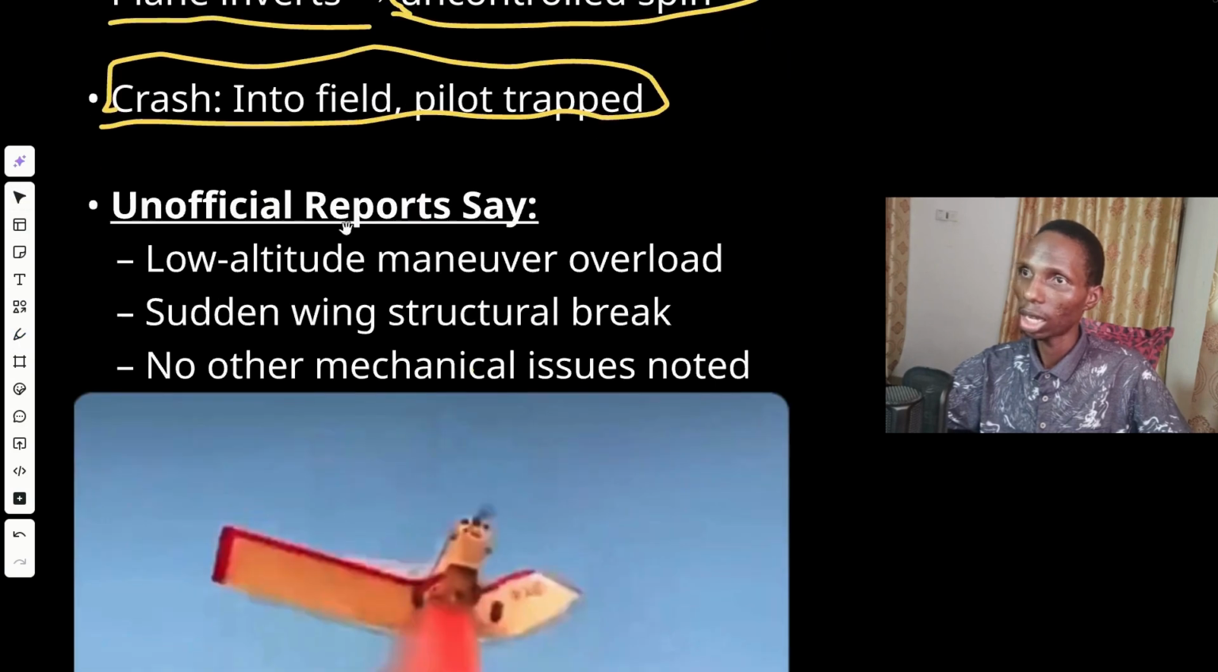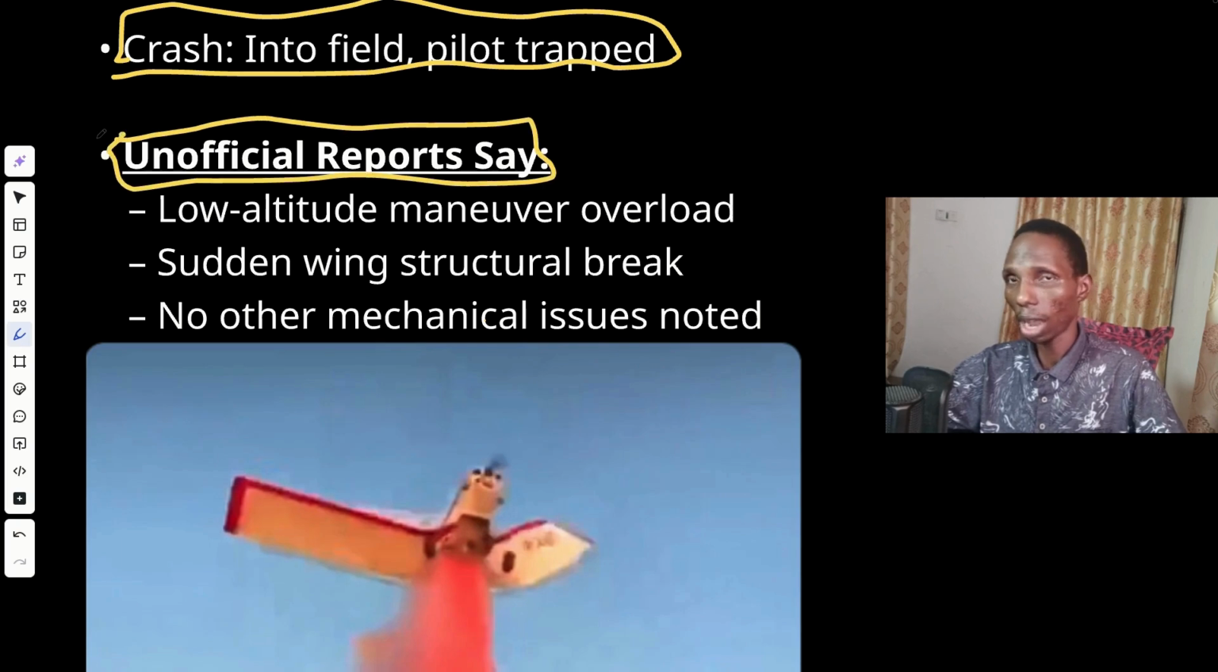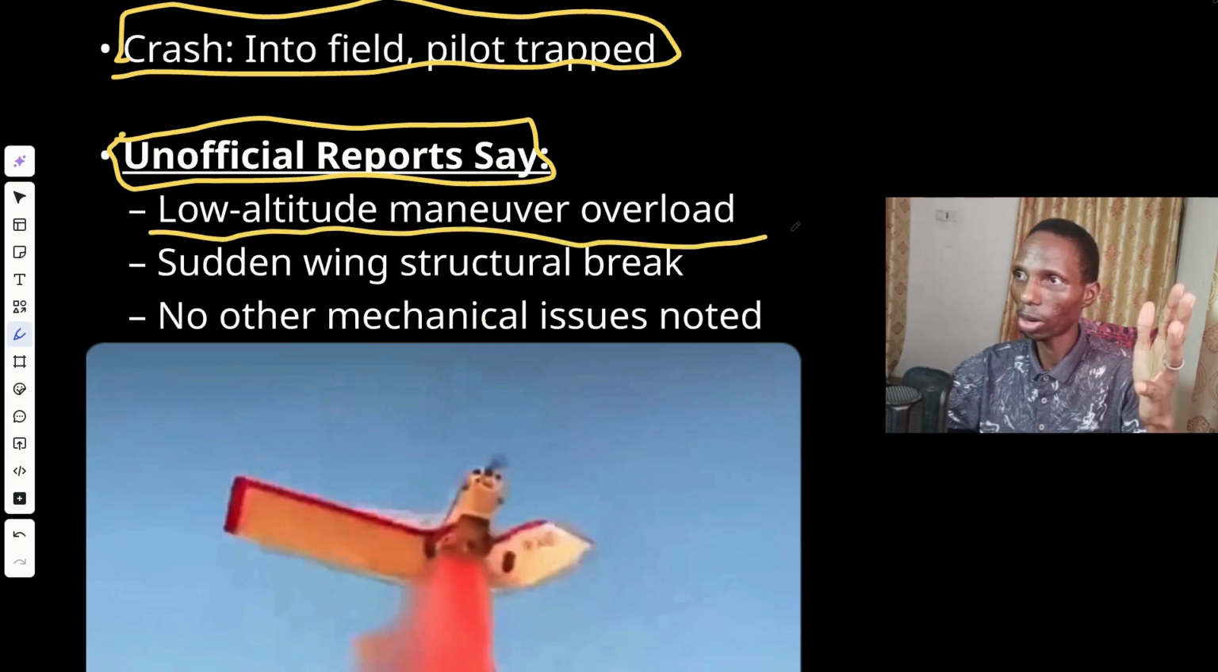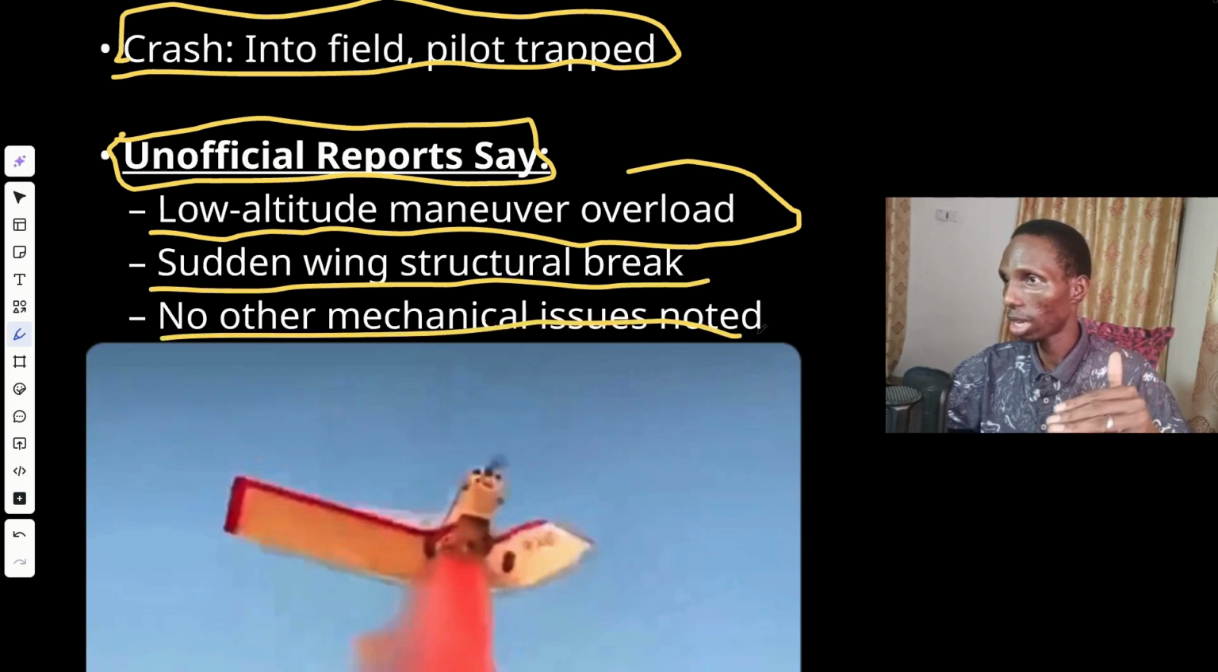So, unofficial reports. I would like to give you the NTSB report and things, but I couldn't find one for this particular incident. So that's why I said unofficial reports, and from me also watching those footage, I saw a low altitude maneuver overload, sudden wing structure break. No other mechanical issue was noted, because there's no investigation out there or things about it.